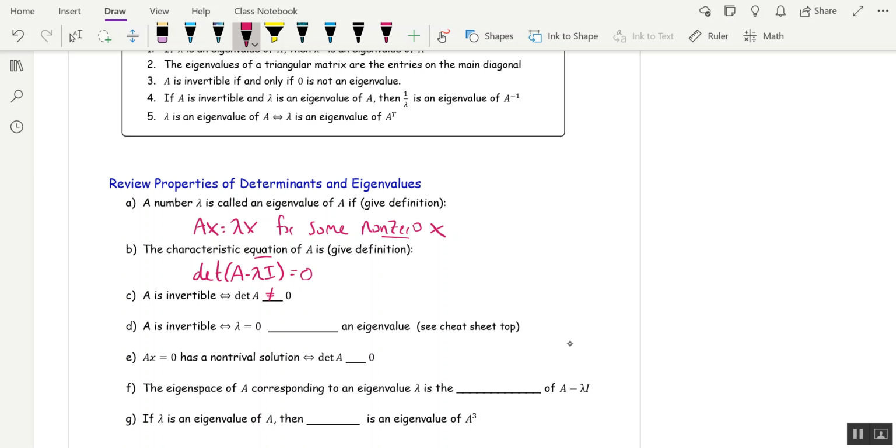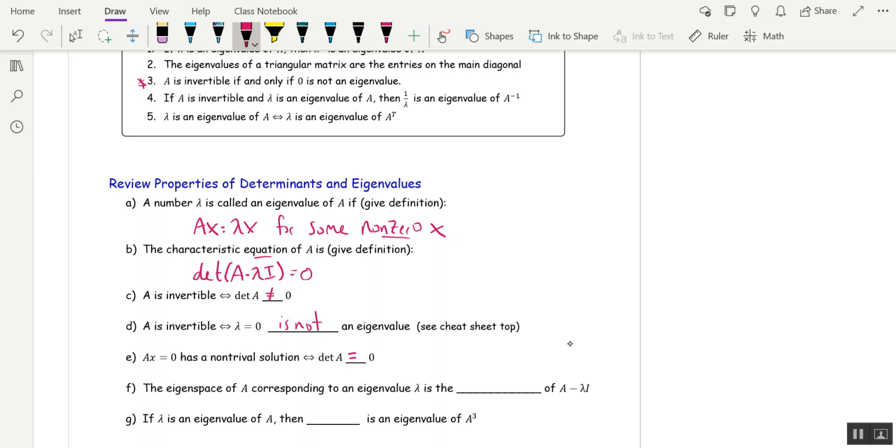That's from the IMT. A is invertible if and only if lambda equals 0 is not an eigenvalue. So that is number 3 up top. Ax equals 0 has a non-trivial solution if and only if the determinant of the matrix A is 0. This is the IMT.